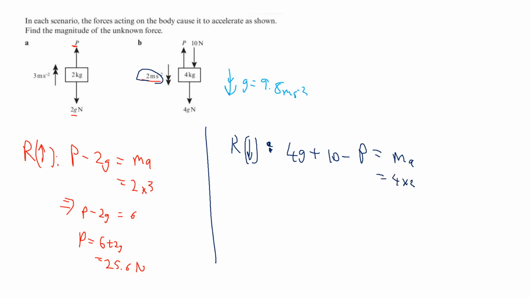Okay? This means we can now solve it like an equation. So, P is just going to be 4G plus 10 minus 8, because we're just going to put this on the other side and this on the other side. And if all goes to plan, we should get an answer of 41.2 newtons. Okay? And that is your final answer.